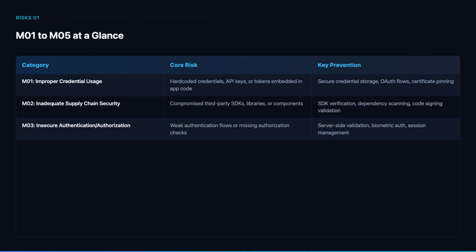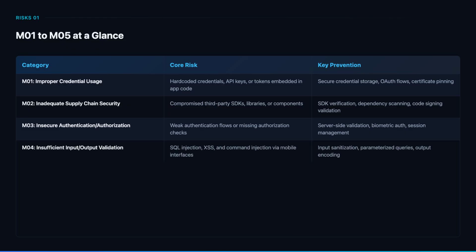M03 Insecure authentication and authorization occurs when apps rely solely on client-side authentication checks, use weak password policies, or fail to validate authorization on the server. Prevention requires server-side validation of all authentication and authorization, implementing biometric authentication as a second factor, and proper session management with token expiration.